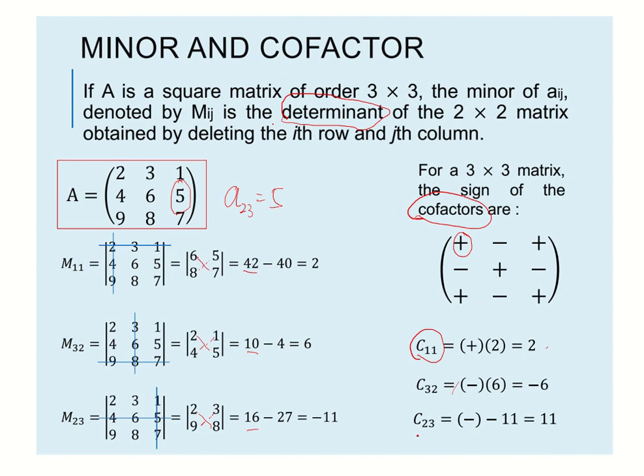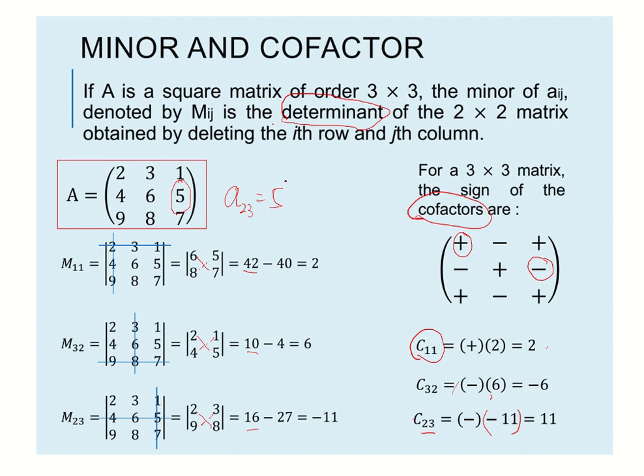Now, as for the cofactor of the second row, third column, we know from here that the minor is negative 11. And the sign, we refer to this sign again: second row, third column, the sign is negative. So we apply the sign here, multiply with negative 11. So the cofactor is 11.